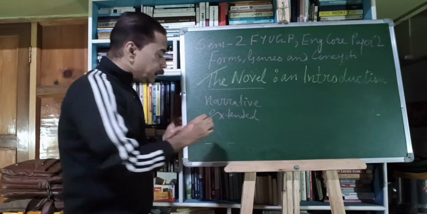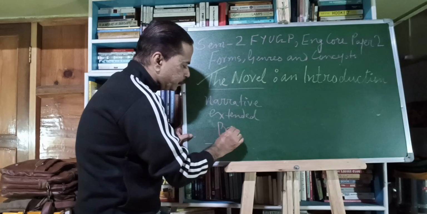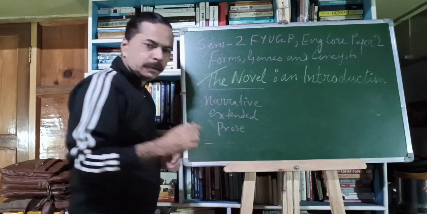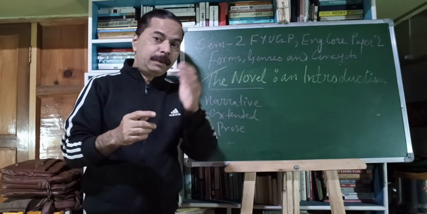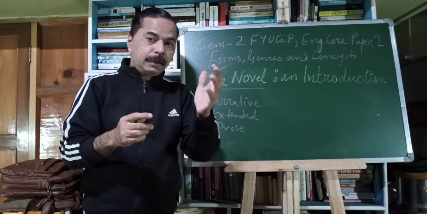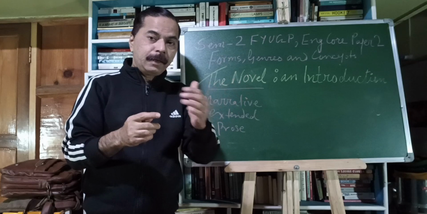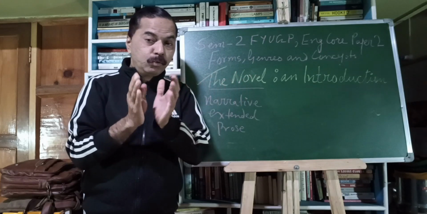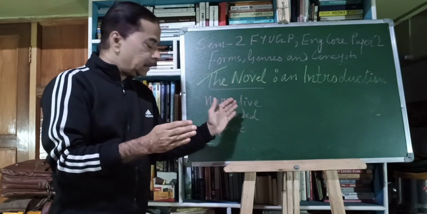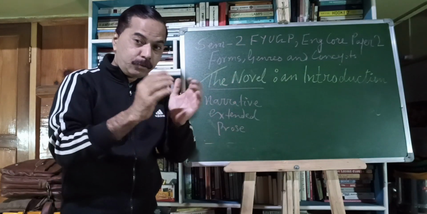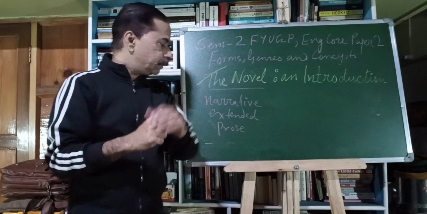Then it's a narrative in prose. It's a tale in prose. That's important. There have been narratives earlier. There have been narratives like the epic, the ballad, the romances, but those were in verse. So the novel is a narrative in prose. That is what distinguishes the novel from other narratives.